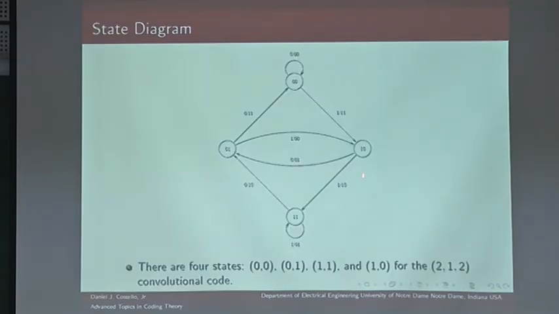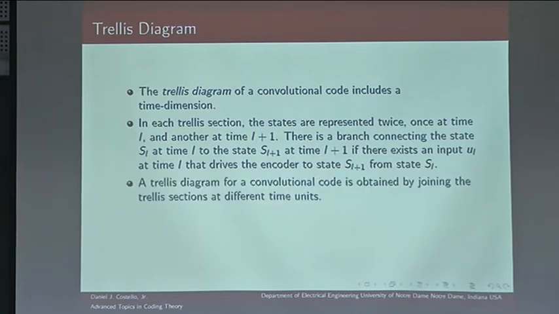So for example, if we were in state 1, 0, there's going to be a branch connecting state 1, 0 at time L to states 0, 1, and 1, 1 at time L plus 1, because you can get here and you can get here from this state. You can't get back here from this state. So there'll be no branch connecting 1, 0 back to 0, 0. We'll see that in a second. So you have two state diagrams with the connections between them, and then you just replicate that, each one representing a different time unit.